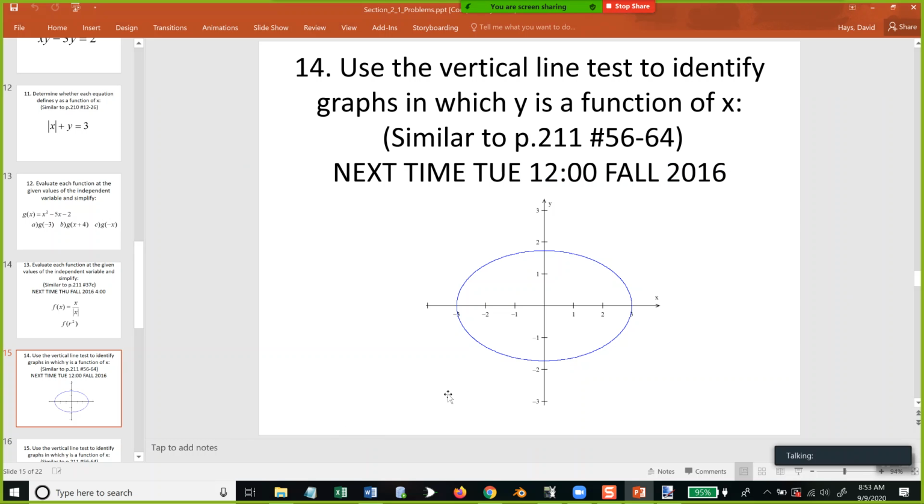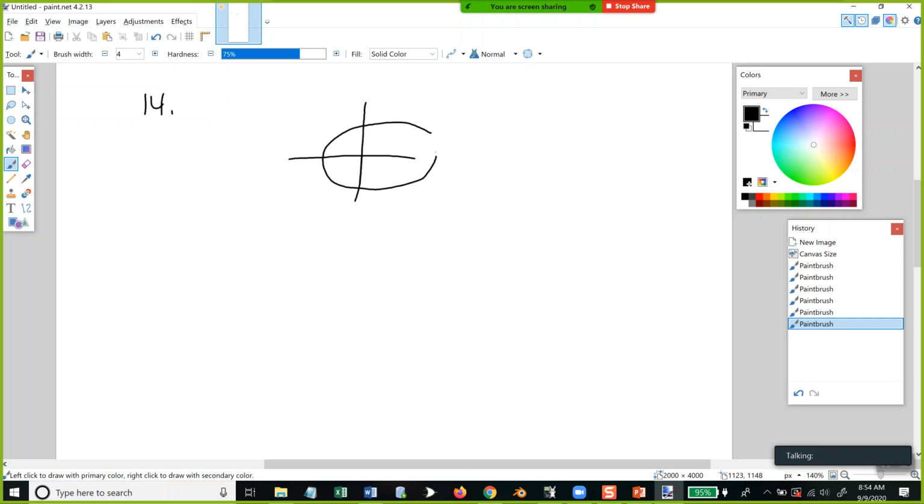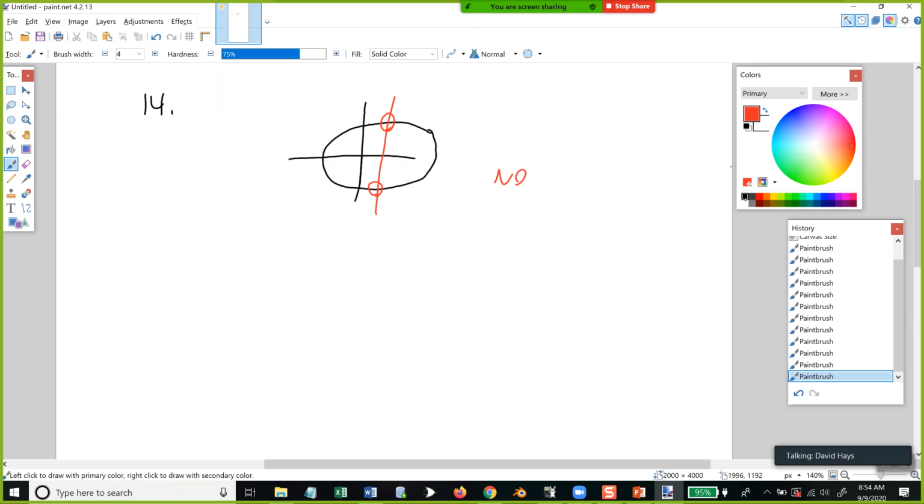Now, if I look at this problem right here, it says use a vertical line test to identify graphs in which y is a function of x. So it's asking whether it's a function or not. Something like this. If I draw a vertical line here, for example, it intersects at two or more places. So the answer is no, it's not a function. Now you might say, well, you can draw it over here and it doesn't intersect two or more places. But the test just says if you can put it anywhere where it intersects two or more places, that causes it to fail.